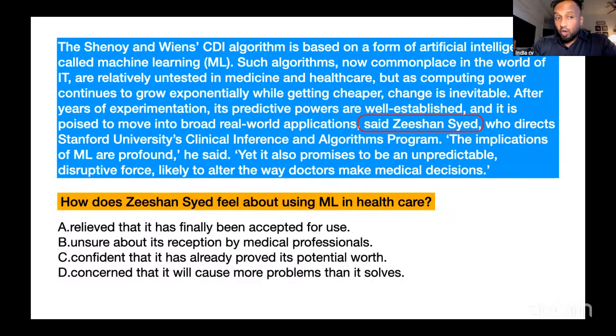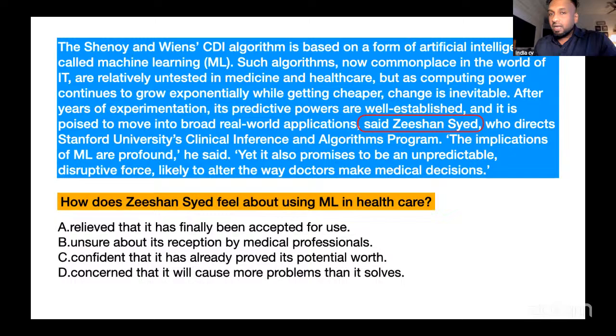And it is poised. Poised means positioned to move into broad real world applications, which means what? He's confident. Zeshan said he's confident that after years of experimentation, its predictive powers are well established and it is ready to move into the real world application. That's what he feels. Now, many times what happens, people read the next line as well.